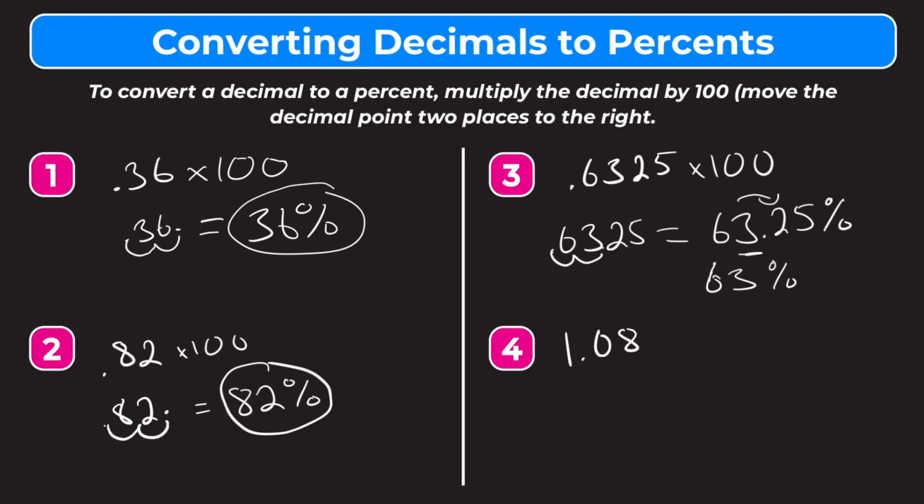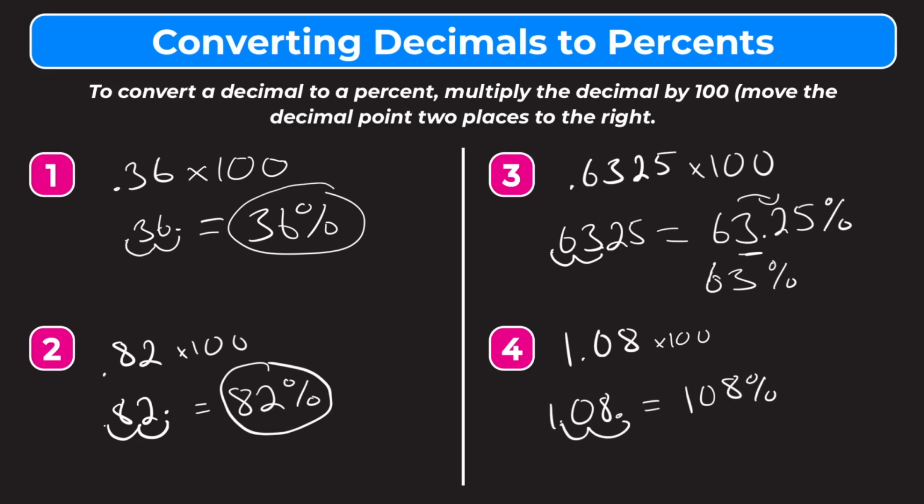For our last example, number 4, we have 1 and 8 hundredths. We're going to do the same thing here. We're going to multiply this by 100. When we do that, move the decimal point over 2 places to the right, put that there. We write that, we have 108.